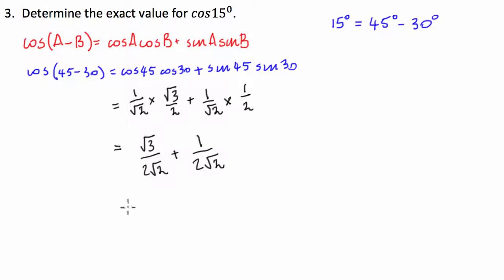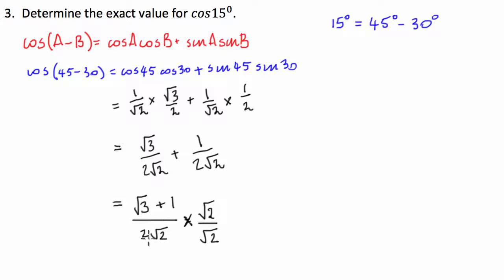Now, because the bases are the same, I can add these together. So it's going to be square root 3 add 1 over 2 square root 2. Now the issue with this is we have a surd in the denominator, so we need to rationalize that. We're going to multiply this by 1, but in an interesting form. So we're going to multiply it by root 2 over root 2, which is equal to 1, so it's not going to change anything.